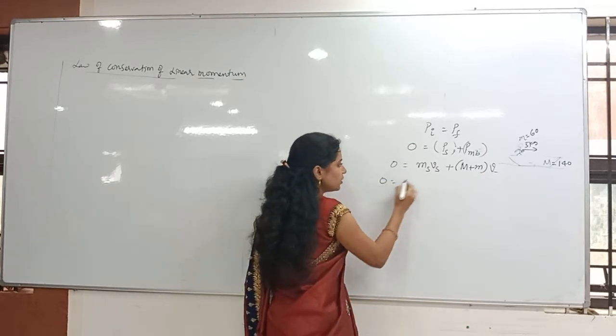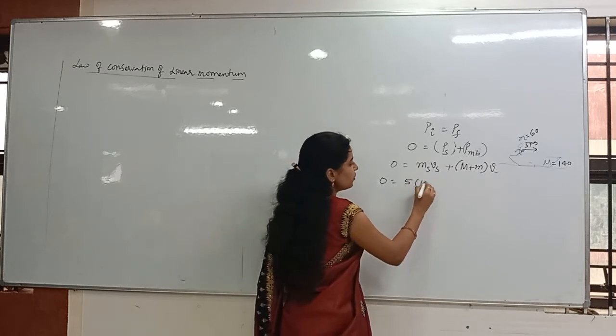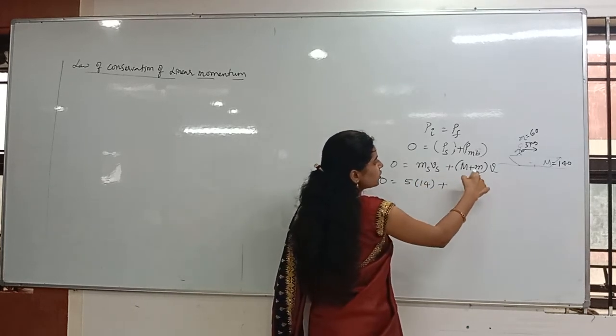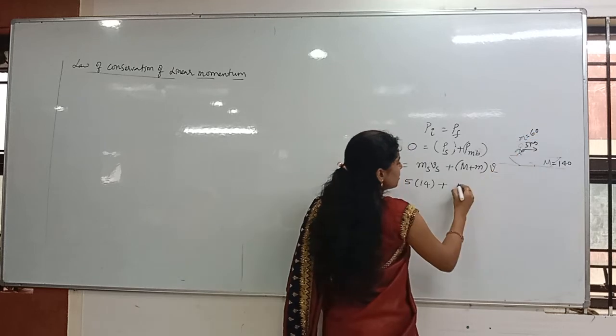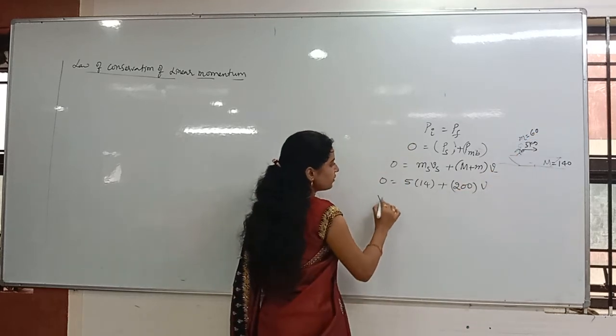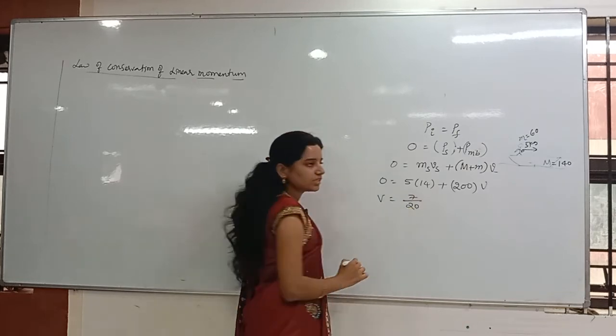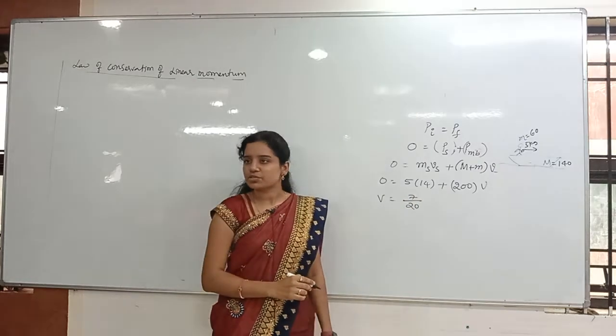Then 0 equals mass of the stone, 5 kg, times 14, plus 140 plus 60, which is 200, times V. You have to find V. So V is equal to 7/20, in the opposite direction, of course.